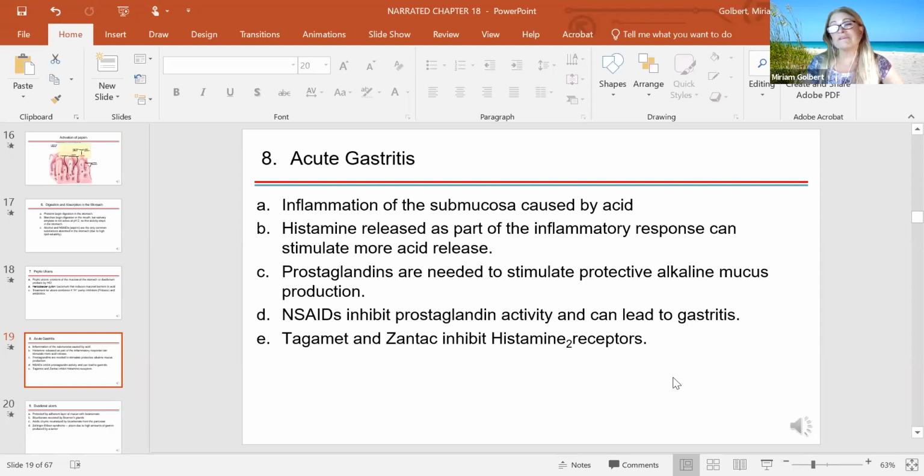Acute gastritis is inflammation of the mucosa and the submucosa. And remember, anytime there's an inflammation, we increase the secretion of histamine, and histamine causes more acid release. So it's kind of like a cyclic effect. And obviously people that suffer from gastritis get antacids so that you can inhibit histamine receptors so that we don't increase the acid secretion. Typical ones are Tagamet or Zantac, those are the antacids.